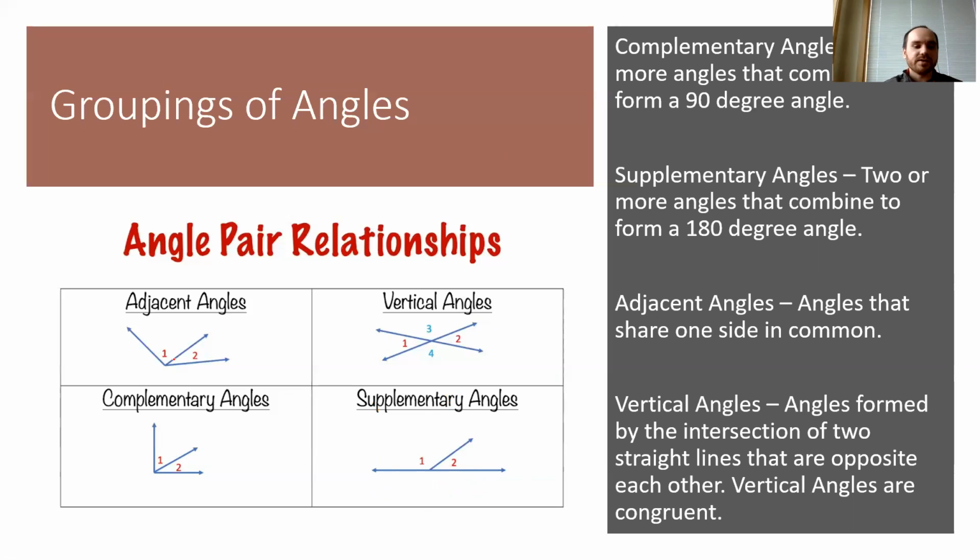Adjacent angles are any angles that share one side in common. So right here, that's the shared side between these two angles. Since they're touching each other, they are adjacent angles. This angle and this angle are also adjacent. This angle and this angle are also adjacent because they share a side. Quick question. Are angles 3 and 4 adjacent?